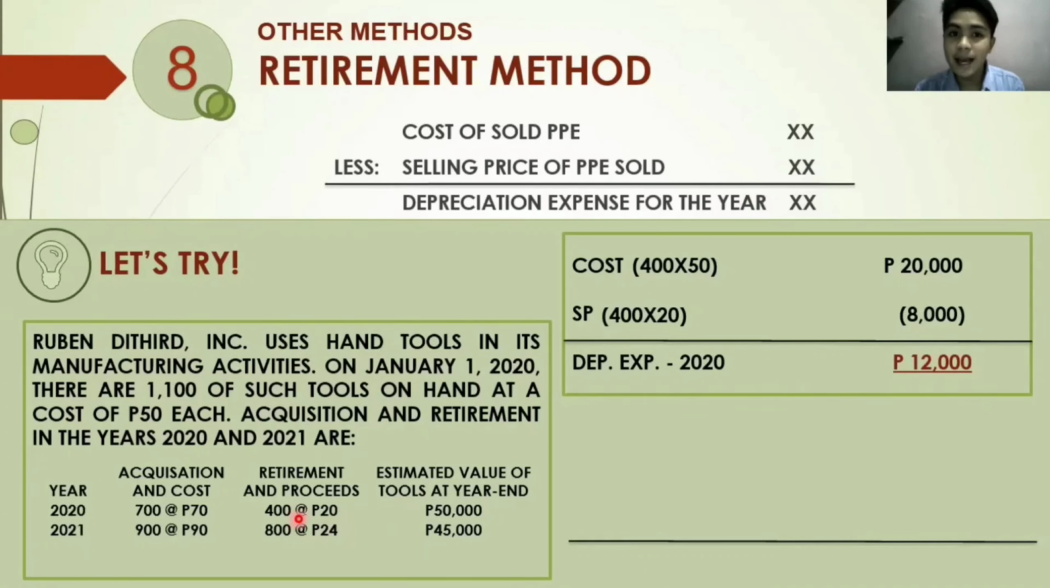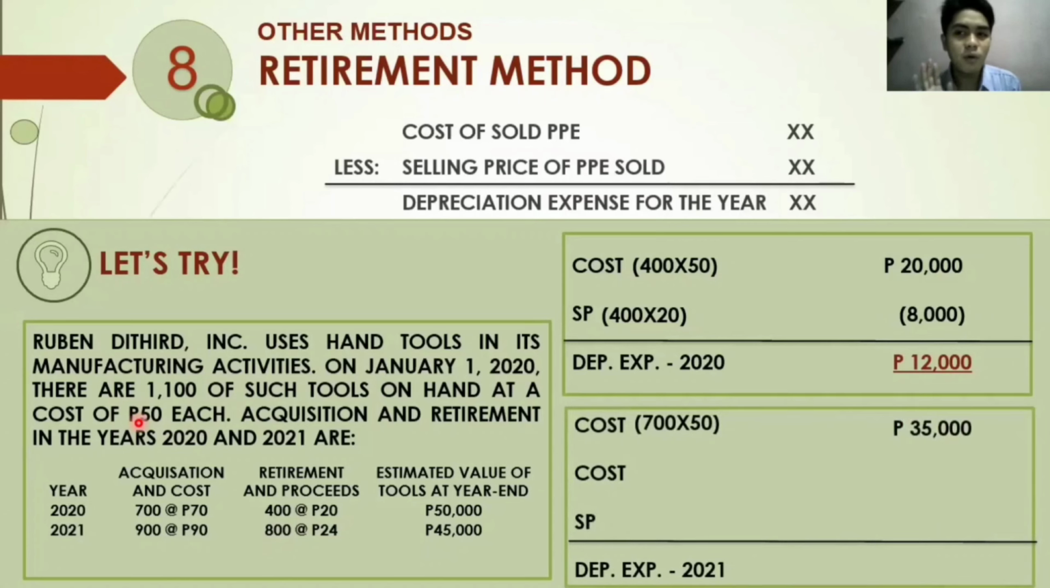Dito guys, gagamit tayo ng FIFO. Alam naman natin ang FIFO, first in, first out. Okay? First in, first out tayo. Sa year 2021 daw, meron tayong ni-retire o binenta na 800 tools sa halagang 24 pesos. Diba nung year 2020, may ni-retire tayong 400. So, minus na natin yung 1,100 sa 400. So, 700 na lang yung natirang tools. So, yung 700 na tools na yon, doon natin kukuhain yung 700 dito. So, 700 times 50. How much?